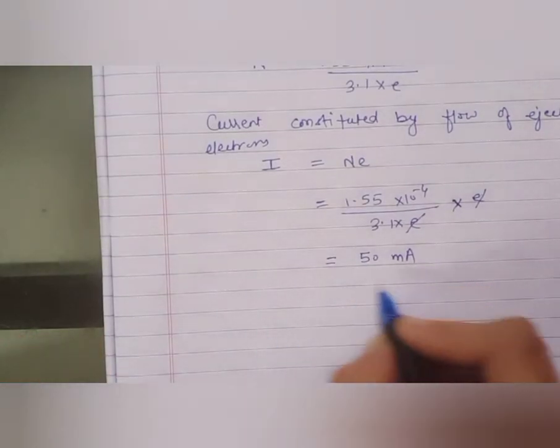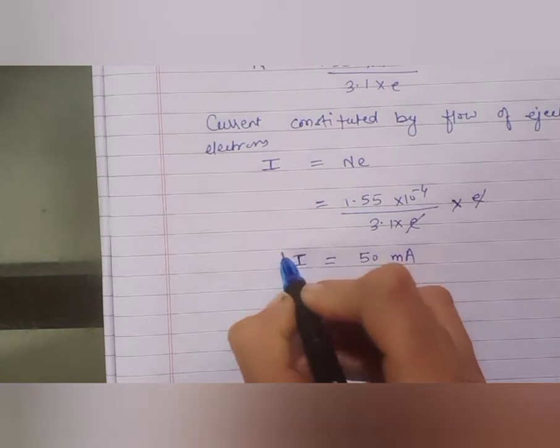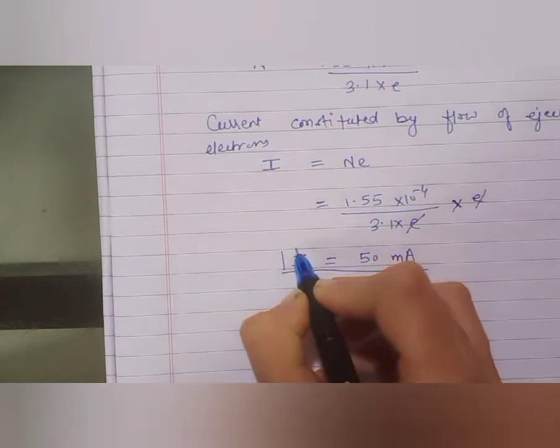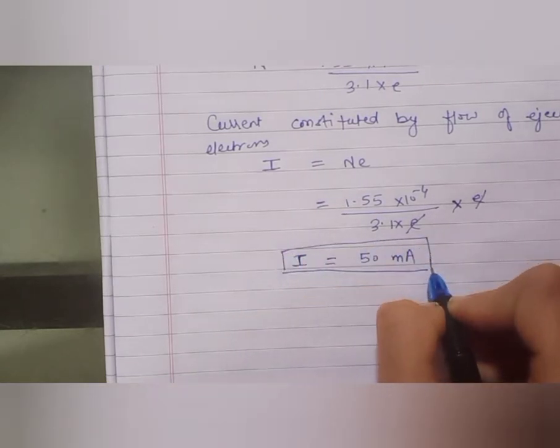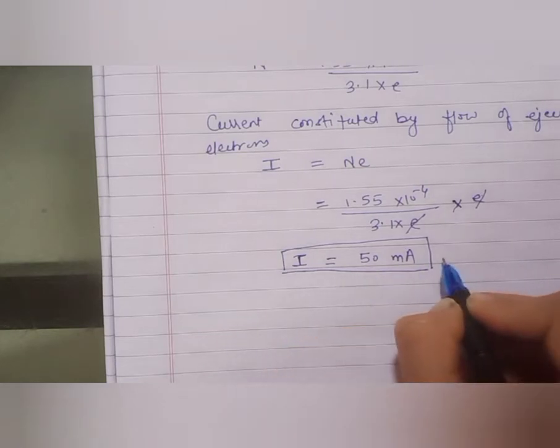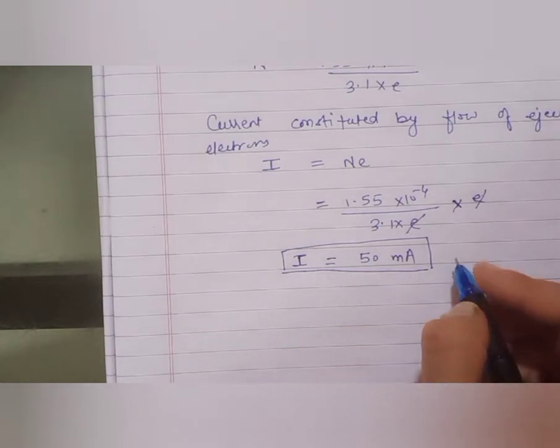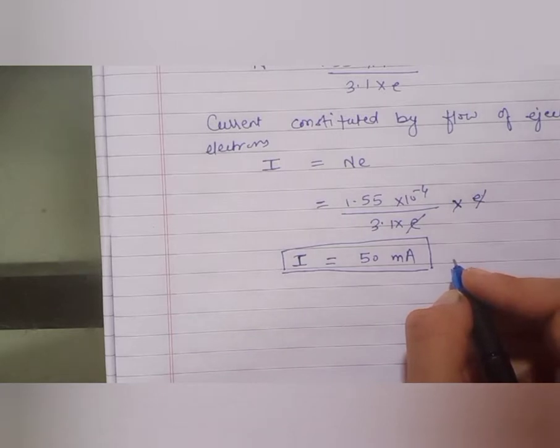Now this was asked in the numerical: what is the current constituted by the ejected photoelectrons? So I equals 50 milliampere. Now what is the next thing which is asked in the numerical? Next is, what are the values of the stopping potentials for the two wavelengths.